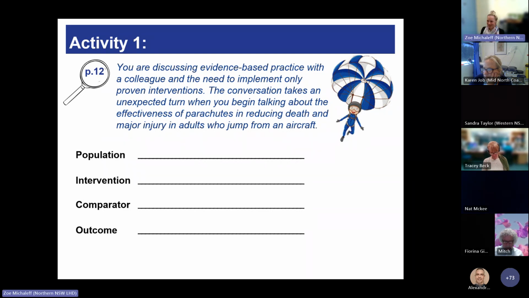Okay, how are we going? Ready to give it a go? Does anyone want to be brave? Feel free to put it in the chat or put the answer out there. Who do we think the population is?